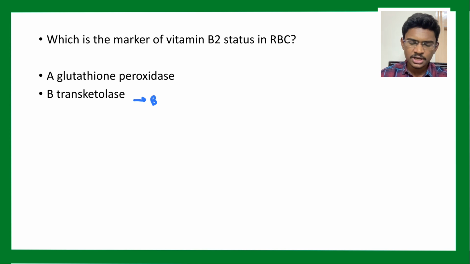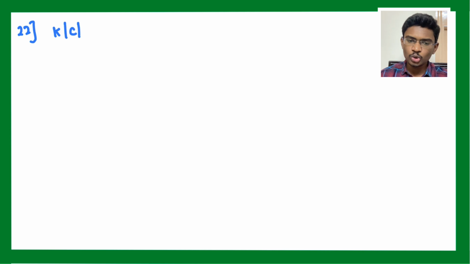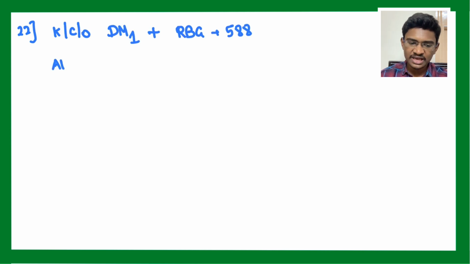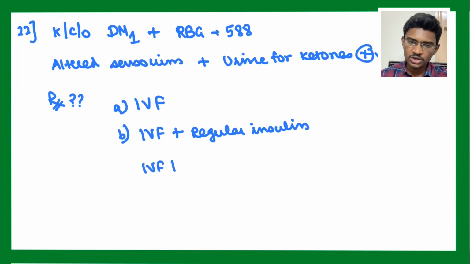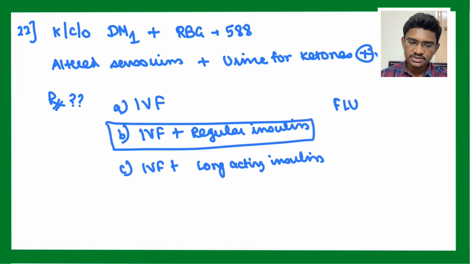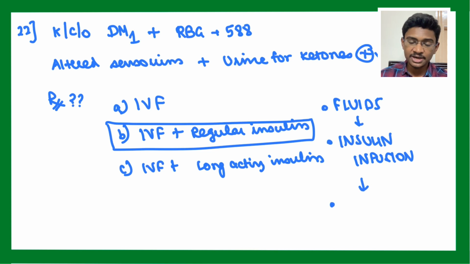Okay. Next, a known case of type 1 diabetes, random blood glucose 588, urine for ketones was positive, and the patient was having altered sensorium. So in this patient, what is the treatment? IV fluids alone, IV fluids with regular insulin infusion, or IV fluids with long-acting insulin. This is diabetic ketoacidosis, which is given in the question. In DKA, the first treatment should be to wash off the ketones. We'll be giving lots of fluids along with insulin infusion, which is the regular insulin.